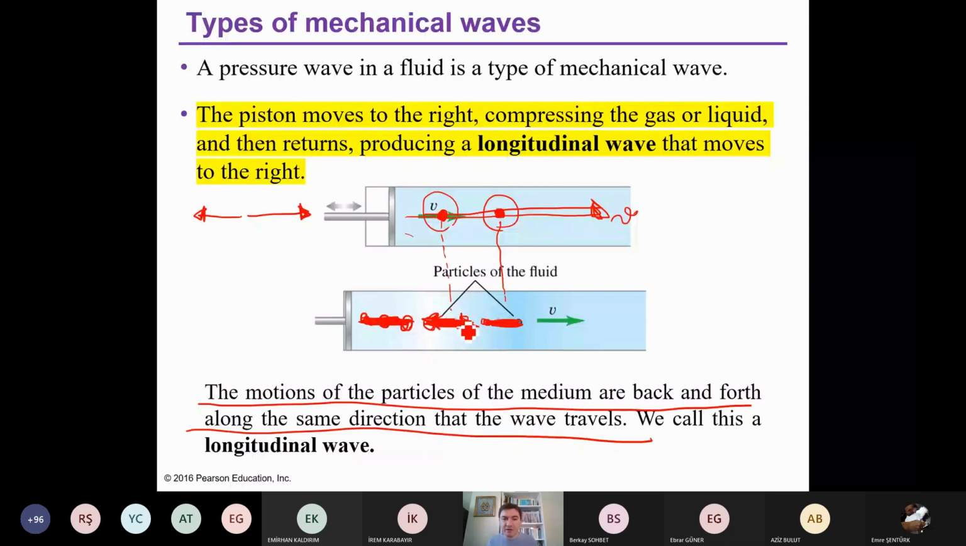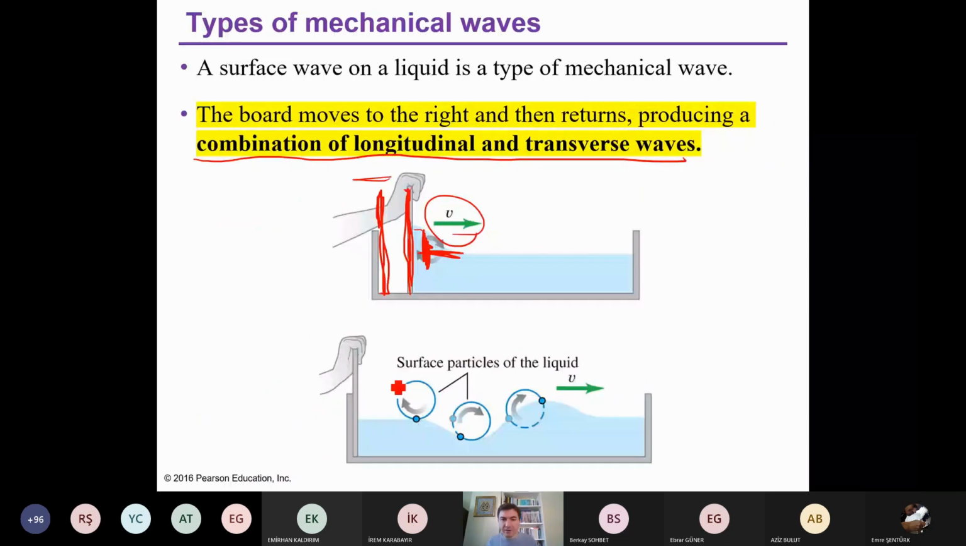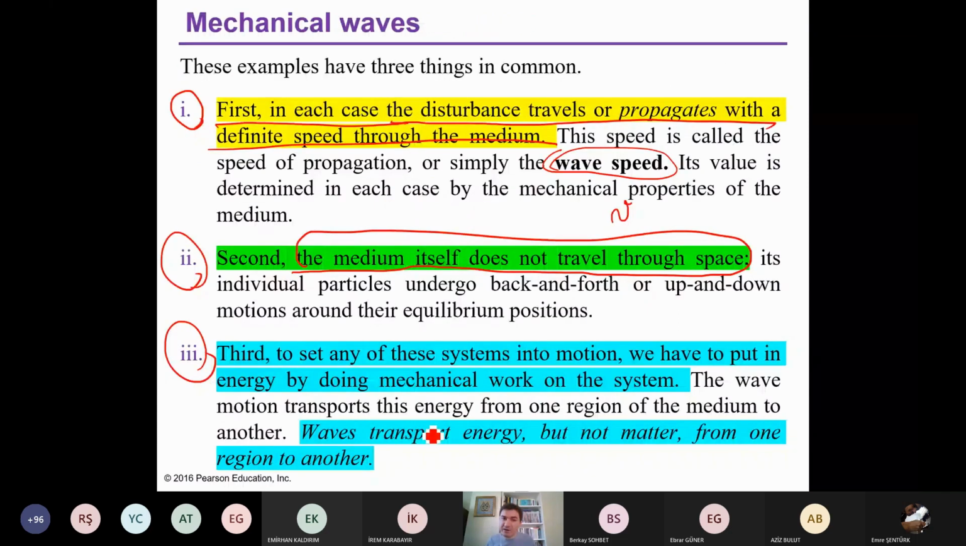And also here you have particles, okay? And particles are moving like this, okay? And they also have this type of motion, okay? Both periodic motion and transverse motion, but they stay at the same position more or less, okay? So this explains this one. The medium itself does not travel through space. Its individual particles undergo back and forth or up and down motions around their equilibrium positions.